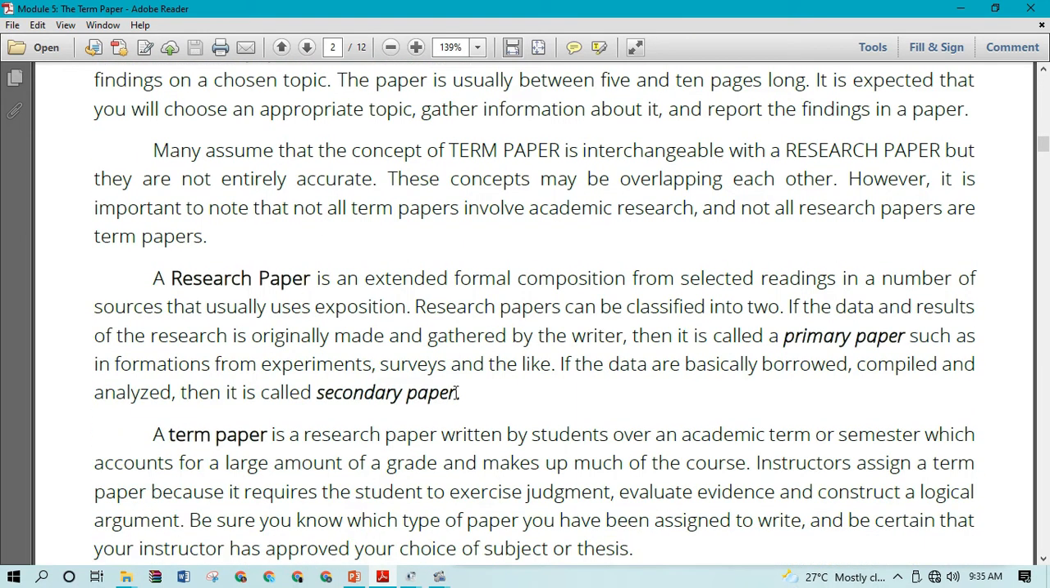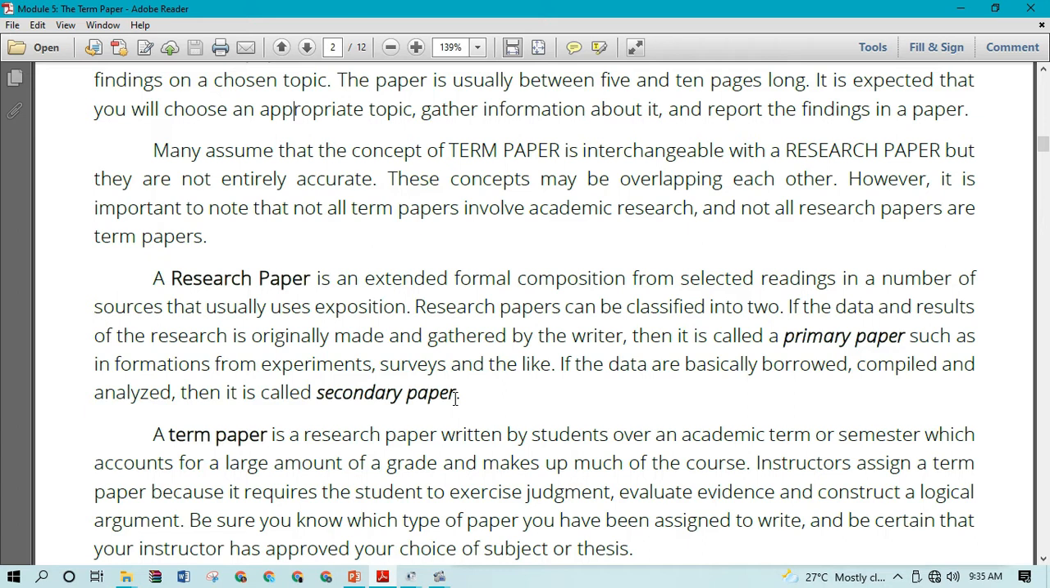Okay, so a term paper is a research paper written by students over an academic term or semester, in your case in a trimester, which accounts for a large amount of grade and makes up much of the course. So, for instance, in our English 2, malaki talaga yung grade ng term paper because that's what we are up to, right? To produce a term paper.